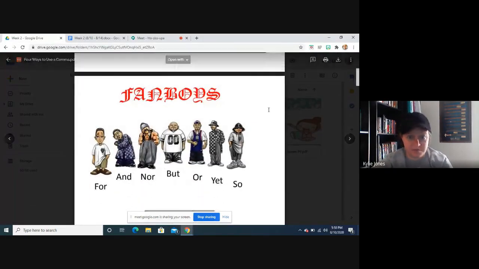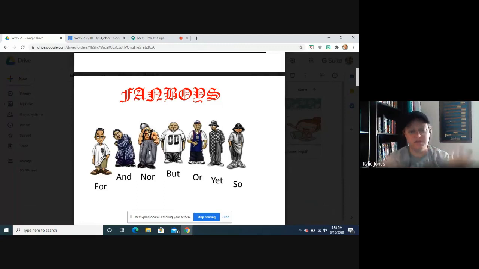So, four ways to use a comma. The first one is FANBOYS. You might have heard of them. They usually split up two sentences. So FANBOYS. F stands for for, A stands for and, N stands for nor, B stands for but, O stands for or, Y stands for yet, and S stands for so.